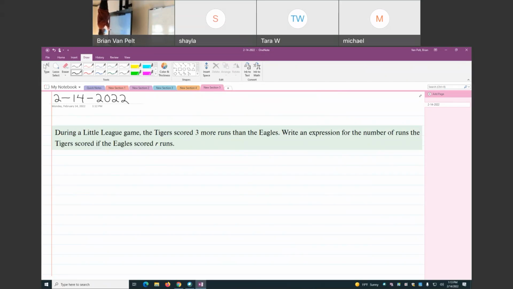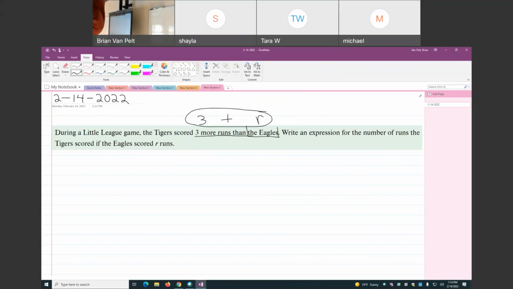We have, during a Little League game, the Tigers scored 3 more runs than the Eagles. Write an expression for the number of runs the Tigers scored if the Eagles scored R runs. So let's see here. Why would they use the letter R for Eagles? Whatever, it doesn't matter. So what does this mean? 3 plus. 3 plus. And then what? R. That's it. That's the extent of their answer that they're looking for.